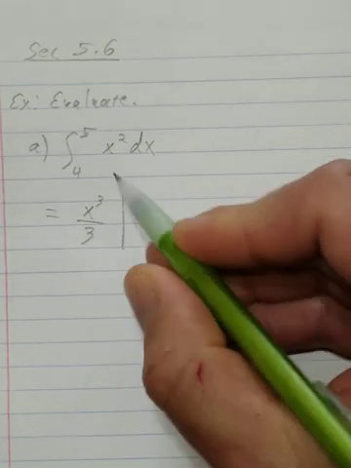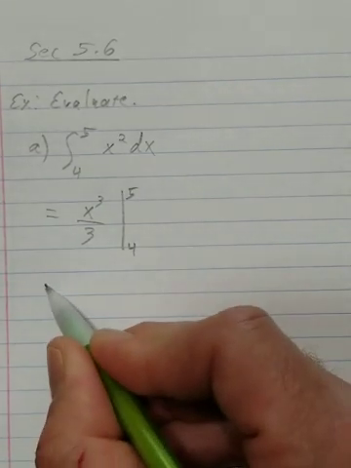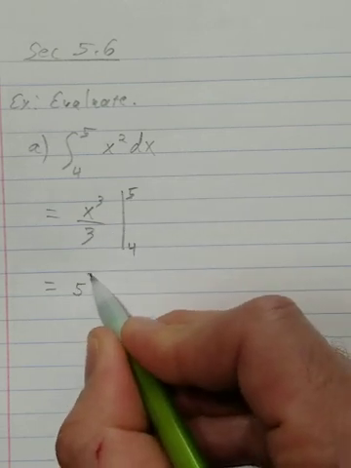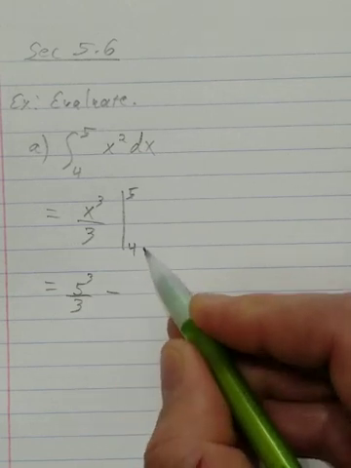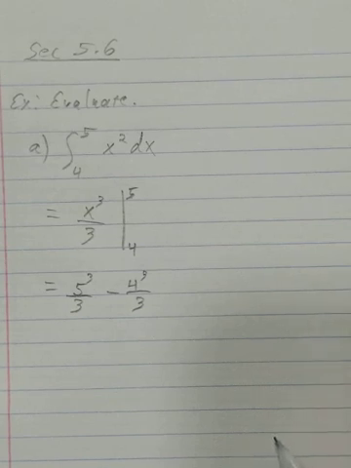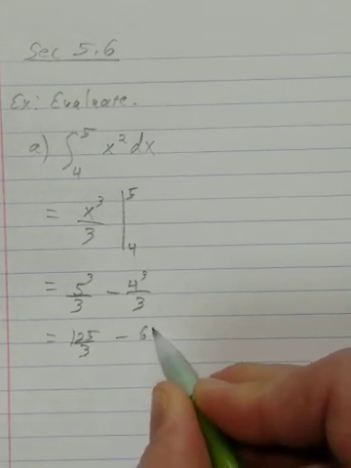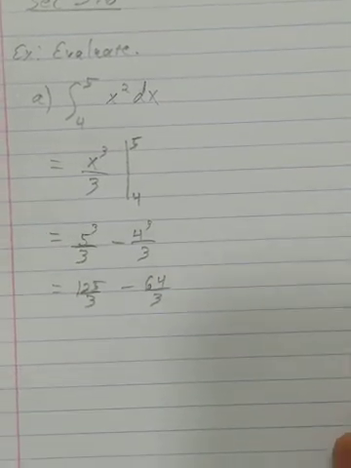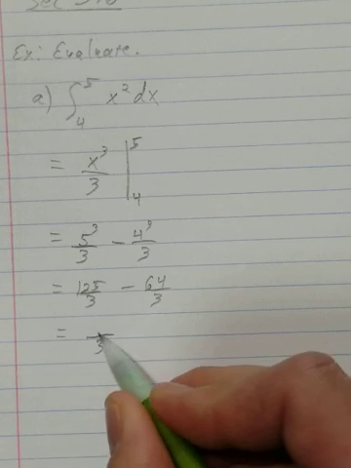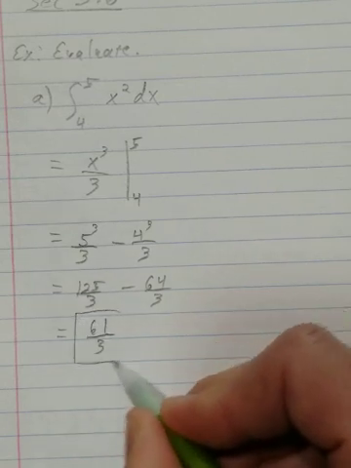Now that we have limits of integration, we're going to put those in here like this with a bar, 4 to 5. So here is my antiderivative. I evaluate at 5, so we have 5 cubed over 3, minus my antiderivative at 4, so 4 cubed over 3. Well, 5 cubed is 125 over 3, minus 4 cubed is 64 over 3. Keep my denominator 3. What's 125 minus 64? That's 61 over 3, and I cannot simplify that, so that is my answer.